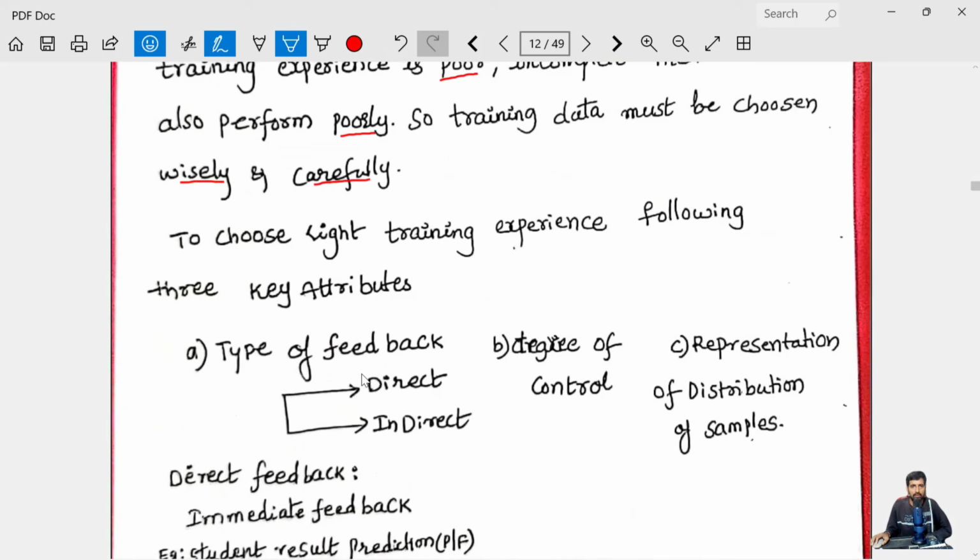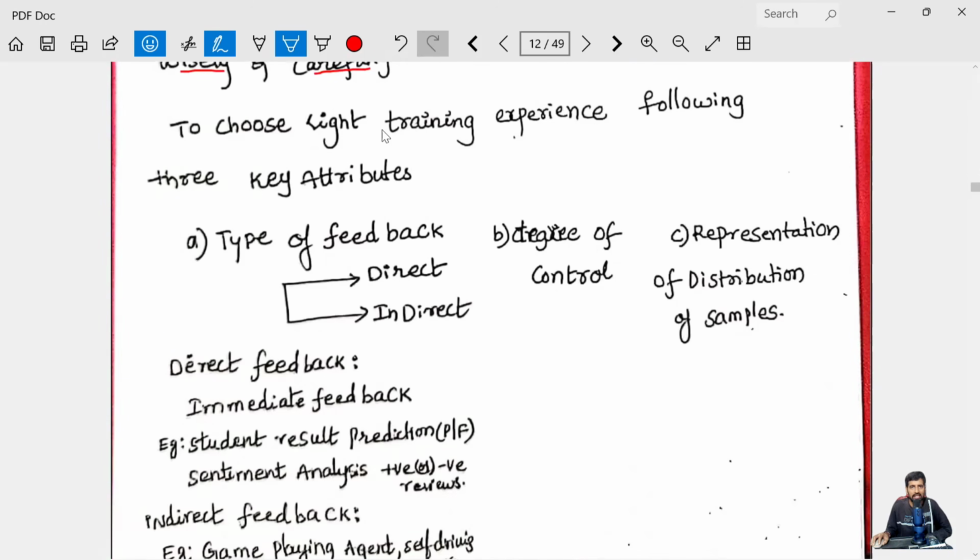When you choose the training data, we must take some care with the data. So please remember, in order to choose the right training experience, we already said we may get some problems when we choose the training data. In order to avoid those problems, we must follow three key attributes. First one is the type of feedback. Second one is the degree of control. And third one is the representation of distribution of samples.